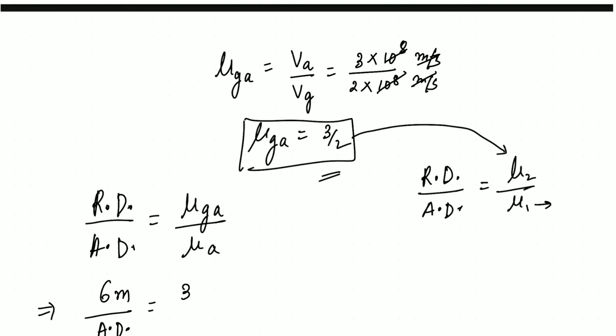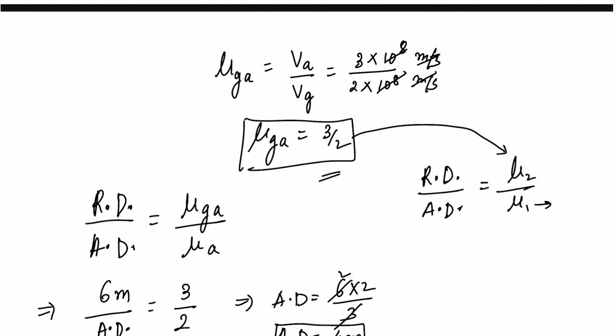So this is 3 by 2, right? Or you can simply see, from here your apparent depth will be equal to something like this. This is 3 by 2, so your apparent depth is basically 4. 4 is your apparent depth.